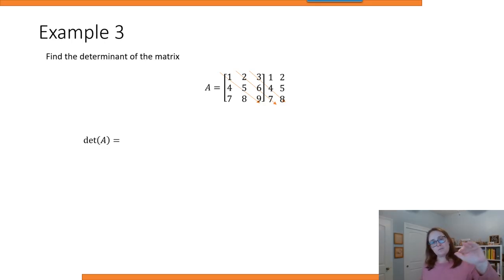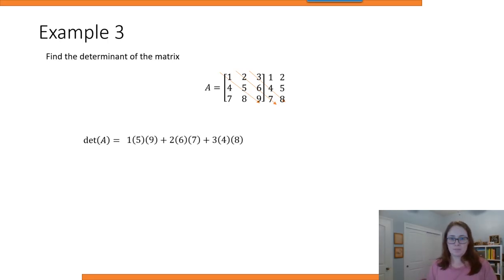So I end up with 1 times 5 times 9, 2 times 6 times 7, and 3 times 4 times 8. And those products are all going to get added together. That's the first half of my determinant. Okay, and then the 3 diagonals going down to the left, I will find those 3 products, and I'm going to subtract the sum of those from the first ones that I already have here.